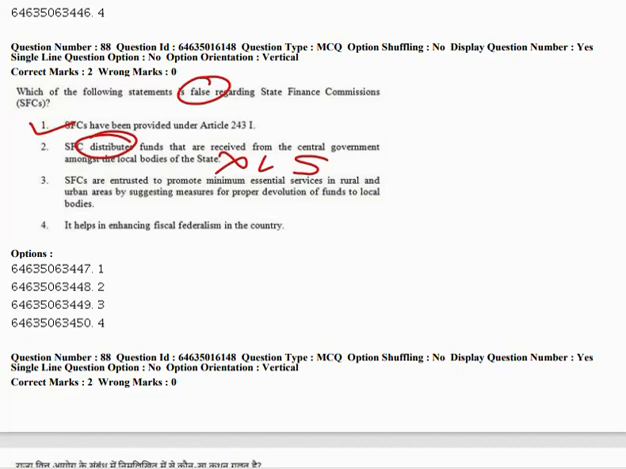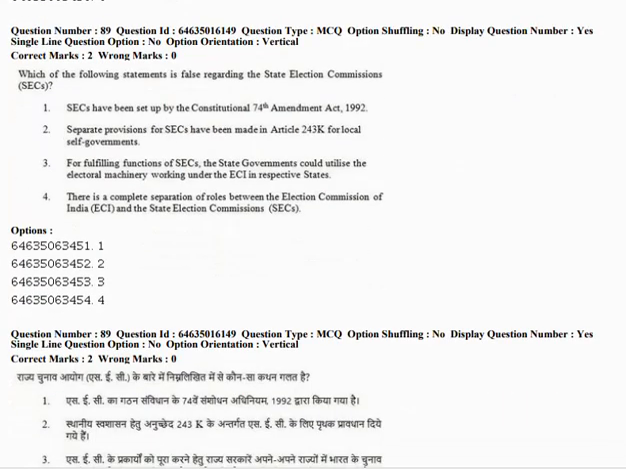State Finance Commission is interested in the minimum essential services in rural and urban areas by suggesting measures for proper devolution of funds to the local bodies. This is correct. It helps in enhancing fiscal federalism in the country. This is also correct. Means option number 2 is the correct answer. 89.